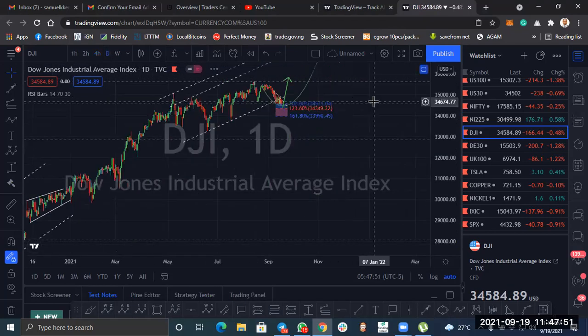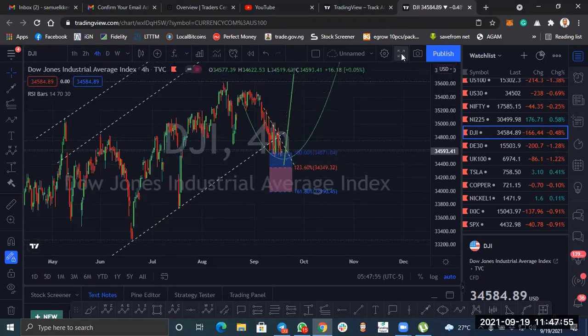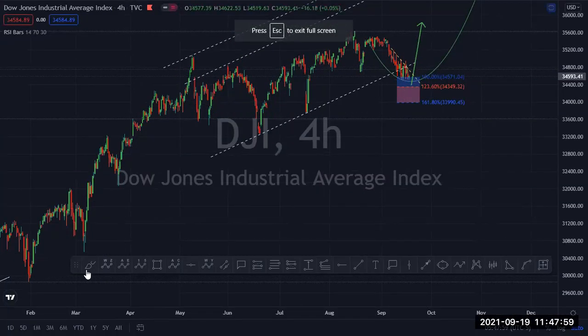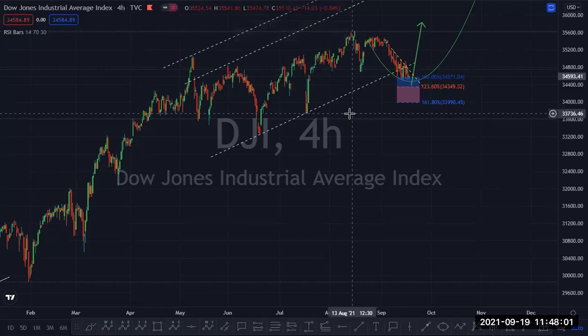Let's see daily first. Same structure, they're all going up. On 4 hours, you can see that Dow is at our reversal zone. So I don't expect Dow to go any further up.